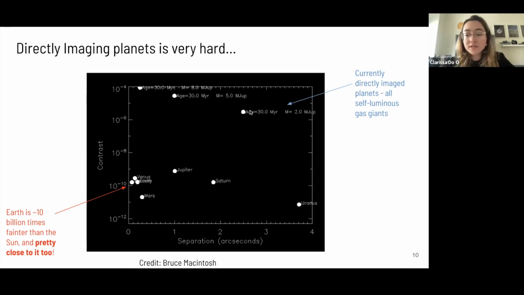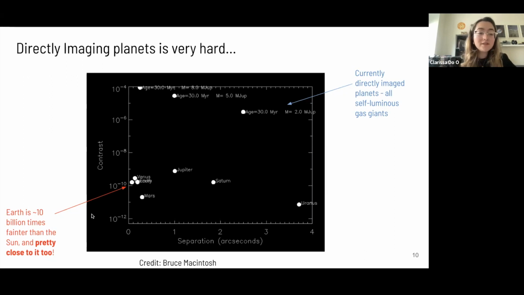Also, you'll notice that a lot of them are young. They're about 30 million years old, which means they're still glowing from all the heat of their formation, which we'll go into more detail in a second. And another thing you'll notice is that all of the planets we have directly imaged are gas giants. So they're at least 2 times the mass of Jupiter. If you wanted to image something like the Earth, for example, that would be extremely difficult.